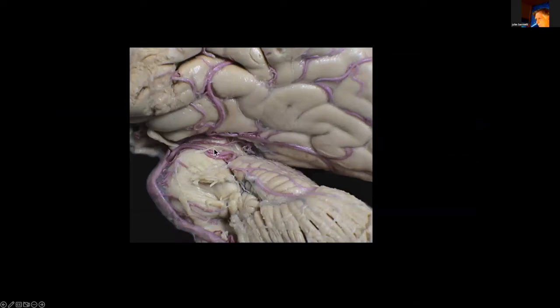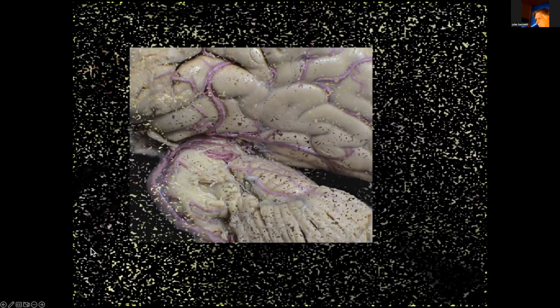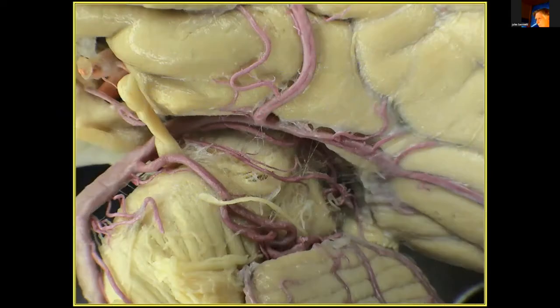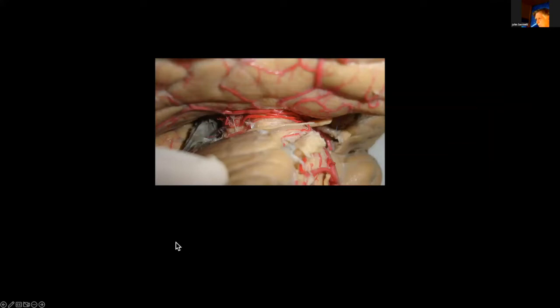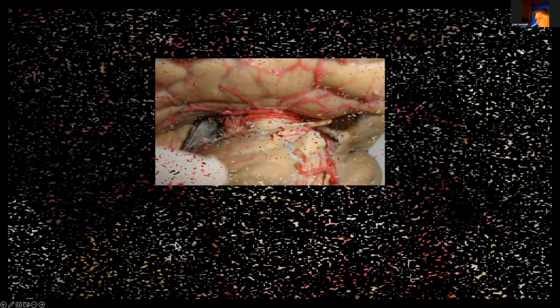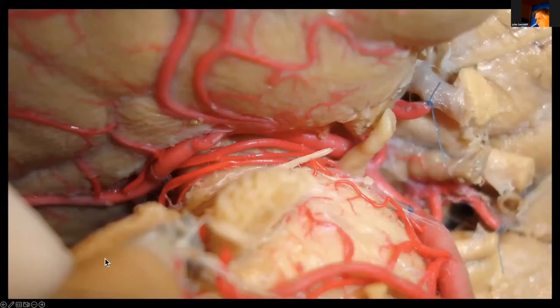Another picture to show the P2 segment is this one. Here we have the third cranial nerve, fourth cranial nerve, the pons, cerebellum, and temporal lobe. Let's magnify this picture. And here we can see the third cranial nerve, posterior cerebral artery, superior cerebellar artery, the fourth cranial nerve, and here we have some cortical branches going to the temporal lobe. Let's see the next video.